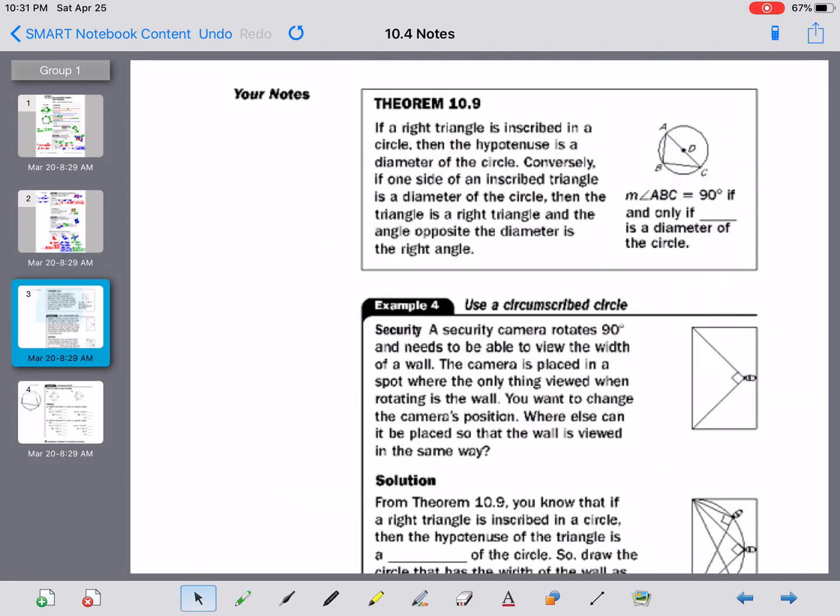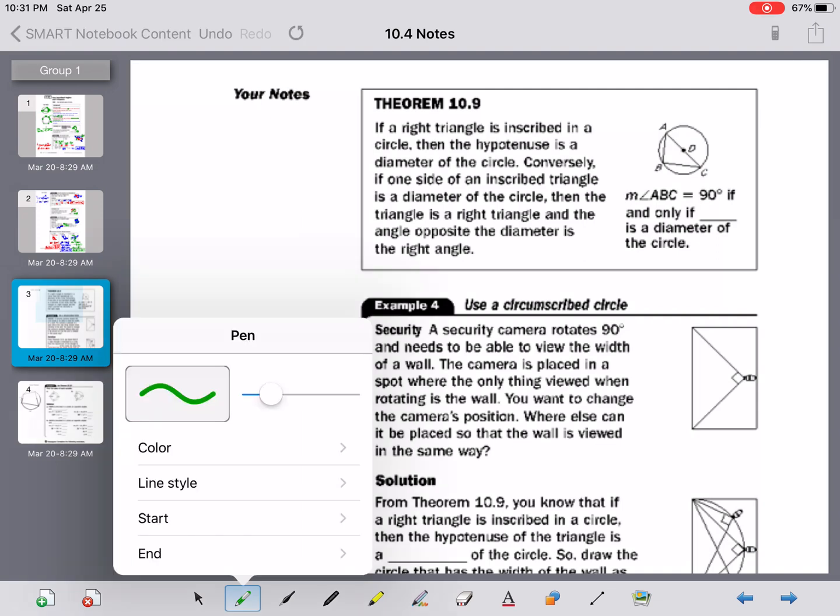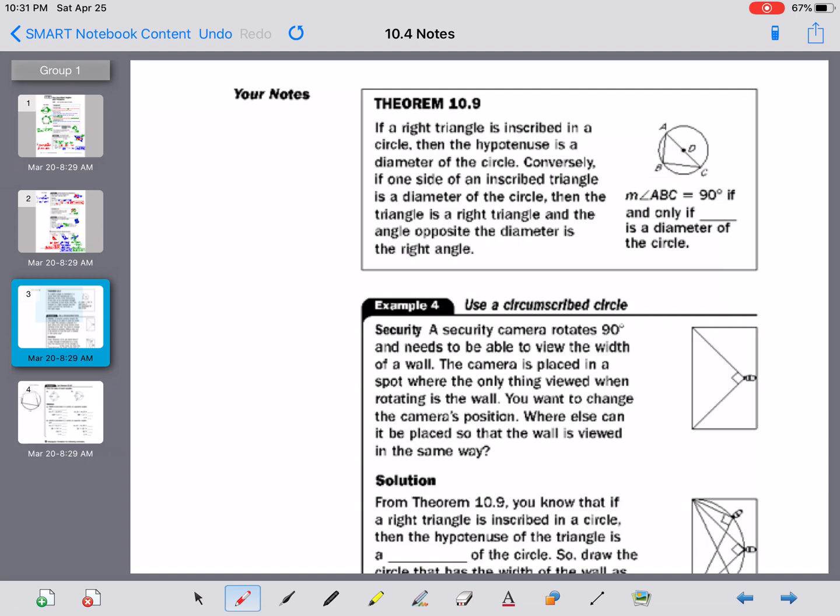All right, this rule here is one that's going to come in really handy, but it's one that we kind of forget sometimes. But if we forget it, it's okay. We'll still be able to figure things out. Okay, if a right triangle is inscribed in a circle.